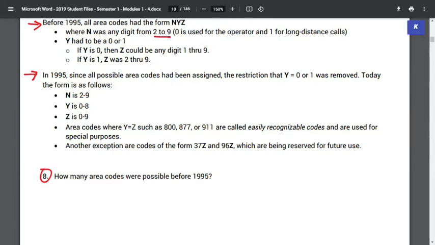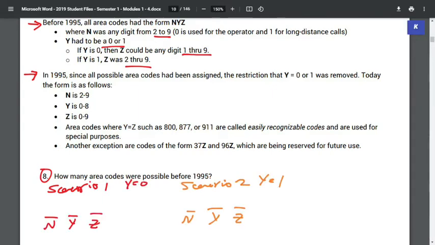And then we get split into 2 scenarios. Y could be 2 numbers. It could be either 0 or 1. If it is 0, then Z can be any digit from 1 through 9. And then if Y is 1, Z could be any digit from 2 to 9. So we need to set up our 2 scenarios here. So I have our 2 scenarios set up. Scenario 1 is when Y equals 0. Scenario 2 is when Y equals 1.